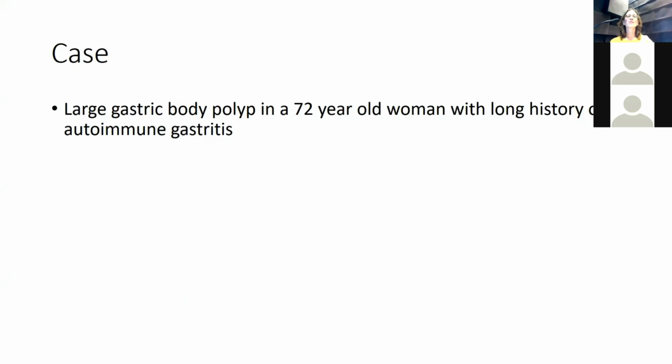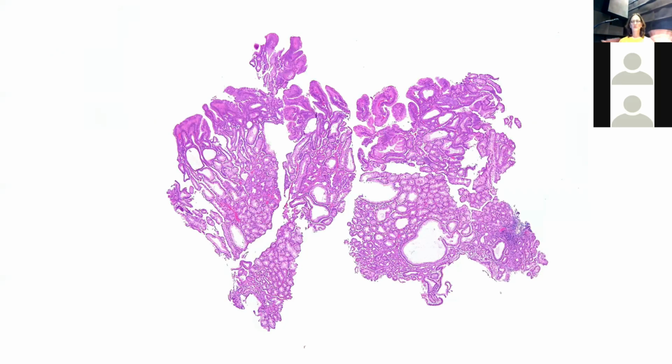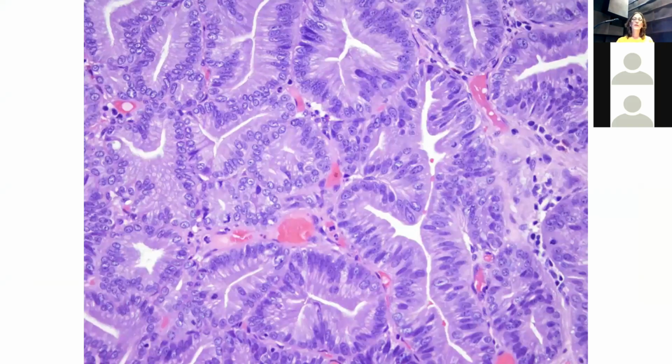Okay, large gastric body polyp in a woman with many years of autoimmune gastritis. Here it is. This is my obsession. Looks a little bit like a hyperplastic polyp. I used to misdiagnose these as hyperplastic polyps. This is a different case at high magnification.